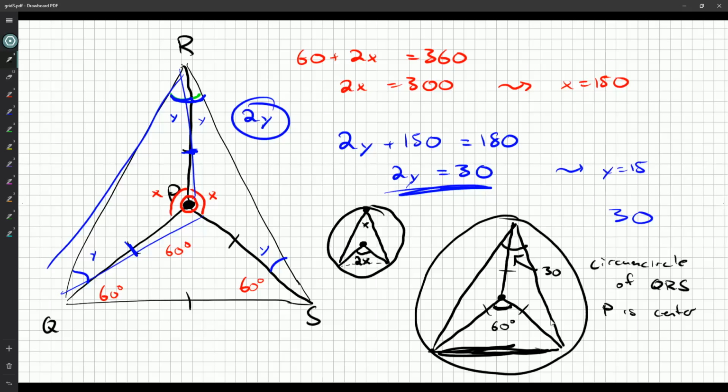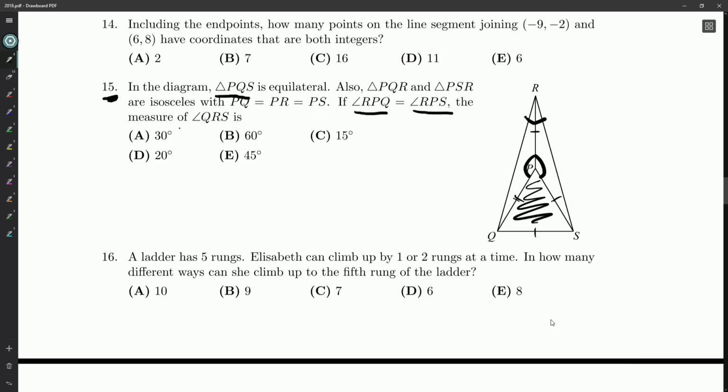I don't think many people will go that approach, because I think it's a little more friendly just to be chasing angles around a bunch of triangles inside our diagram. But either way, 30 is going to be our answer, so that finishes off question 15 quite nicely.